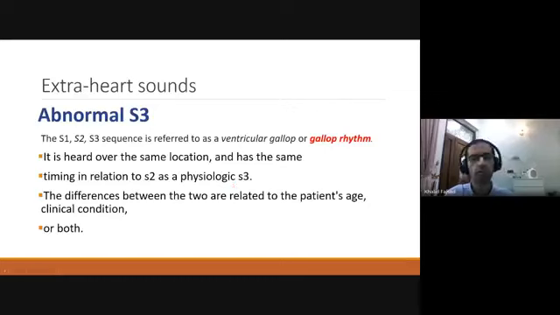Is that clear, students? Regarding the third heart sound, the important thing you need to know is the mechanism of the third heart sound, the best site to auscultate, and some causes of the third heart sound.